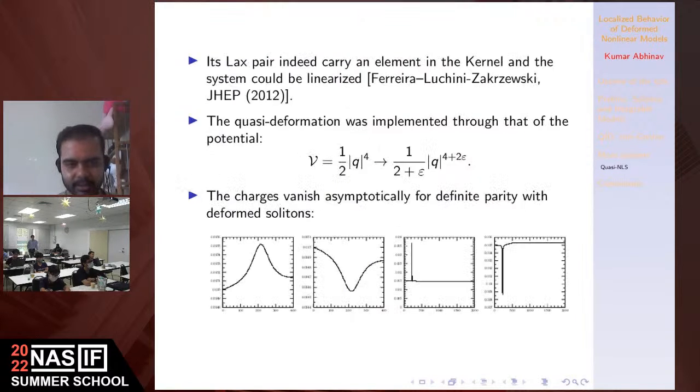Here the solution is antisymmetric. So this is the bright soliton solution, the first one. The second one is the dark soliton solution. It is just the opposite of the bright soliton. You can see the deformed version is also exactly opposite. And there are some localized spike kind of things.